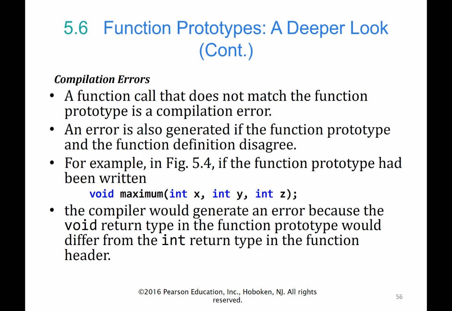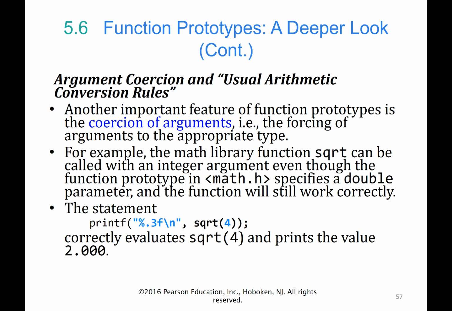So here's an example where maximum is going to return an integer, and our prototype has the word void. When I write the function down below and I put int, it's going to give an error. They don't match. This gets into some other issues right here. Here, of course, we're telling it about coercion of arguments.